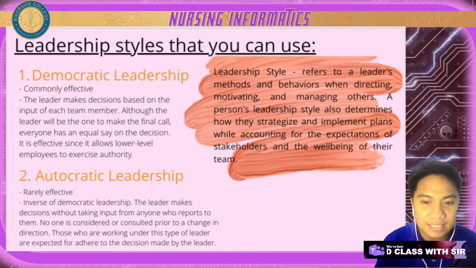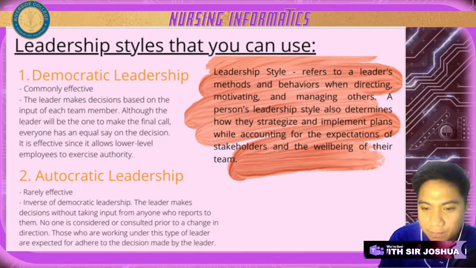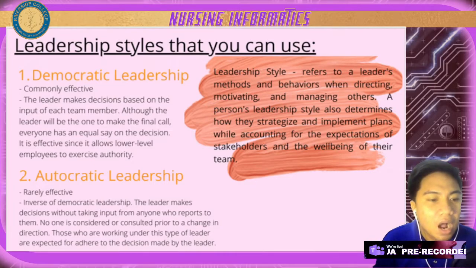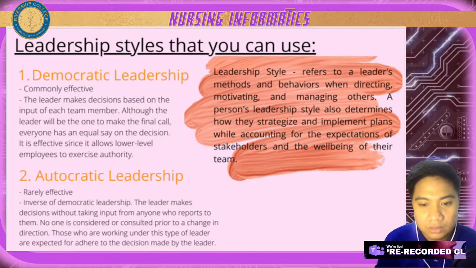So this one class is rarely effective. It is the inverse of your democratic leadership. Kung sa democratic may freedom kamo or equal freedom, in this leadership style, the leader makes decisions without taking input from anyone who reports to them. So no one is considered or consulted prior to a change in the direction, and those who are working under this type of leader are expected to adhere to the decision made by the leader.